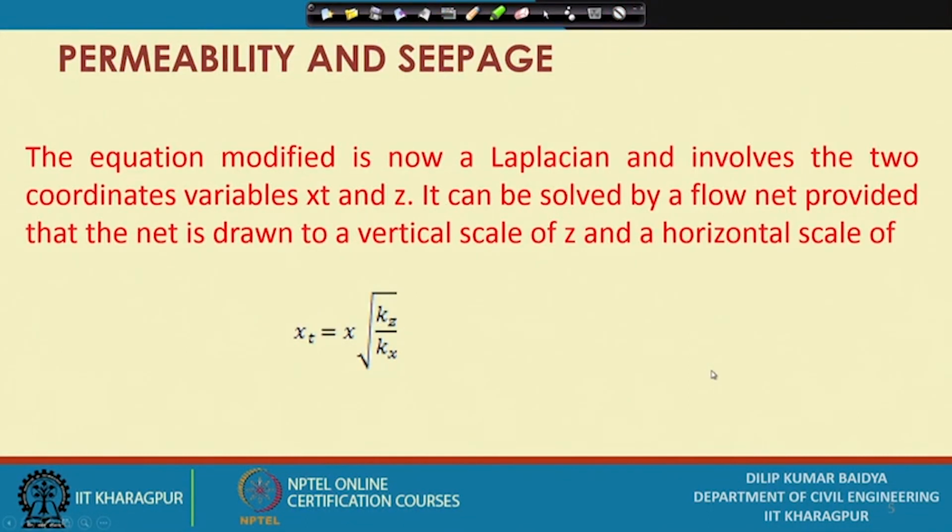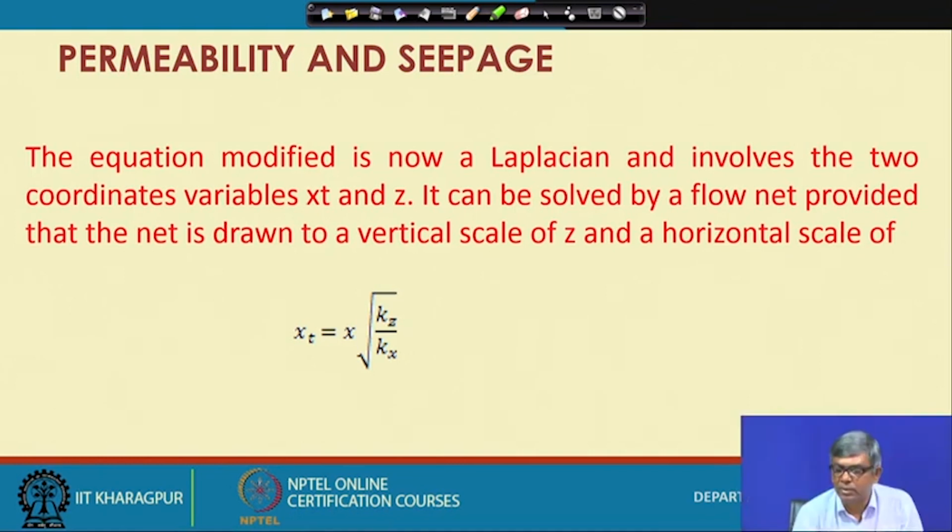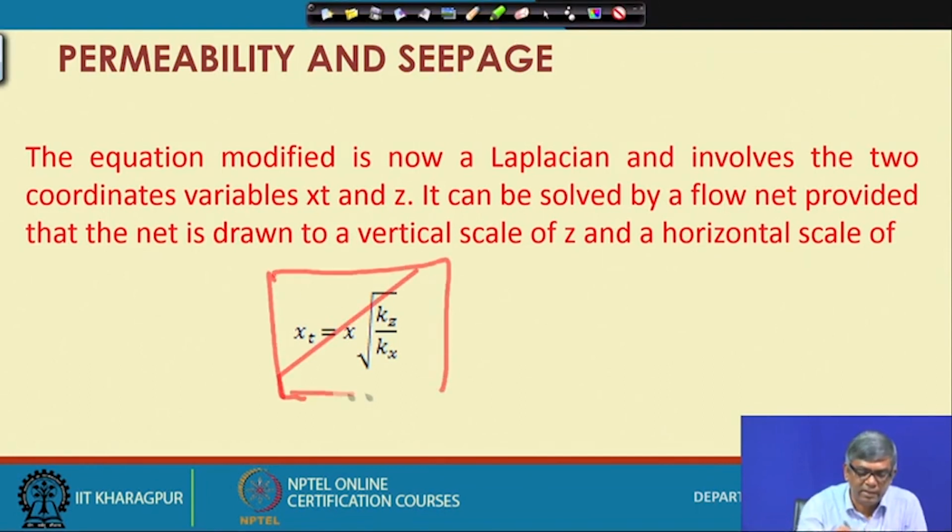So, now the modified equation is a Laplacian, and involves the two coordinate variables, x t and z. Originally it was x and z, now it becomes x t and z. It can be solved by a flow net, provided that the net is drawn to a vertical scale of z and a horizontal scale of x t. So, this is the change actually. Sorry, the horizontal scale has to be changed, x t equal to x into under root k z by k x. So, if I do that, how that equation can be utilized, that I have to see now.